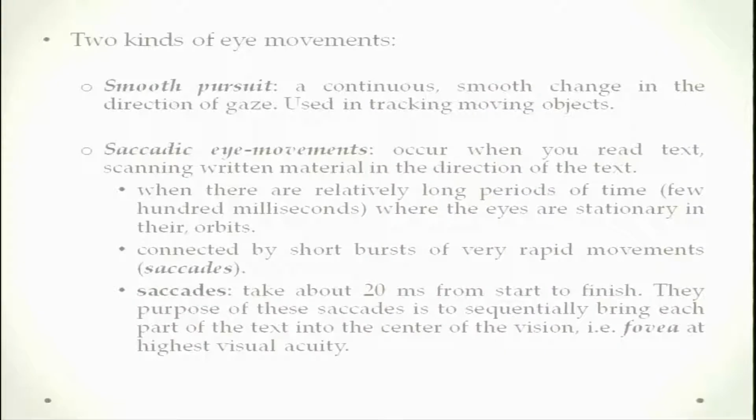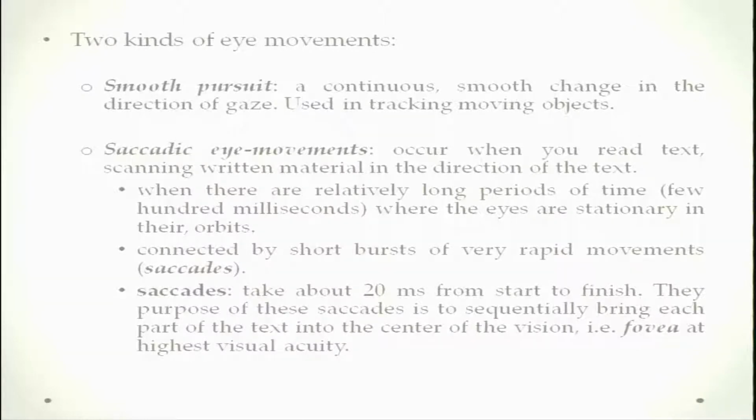That is smooth pursuit. The other kind of eye movements that are interesting are called saccadic eye movements. When you're reading text and you have to scan the written material in the direction of the text, what really happens is there are relatively longer periods of time, a few hundred milliseconds, 200 or 300 milliseconds, where the eyes are stationary in their orbit. They are not really moving. These are referred to as fixations. I'll come to that in a bit.